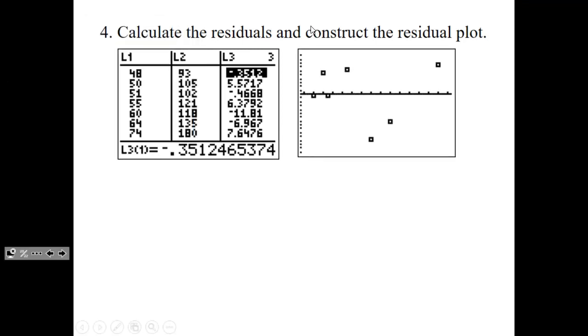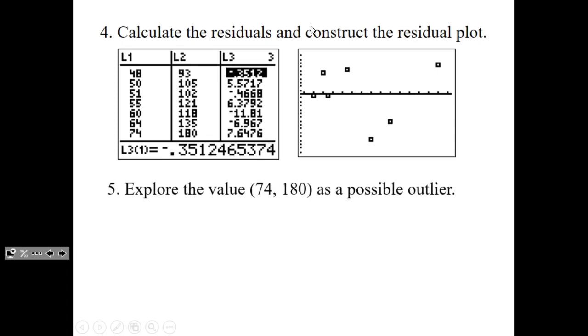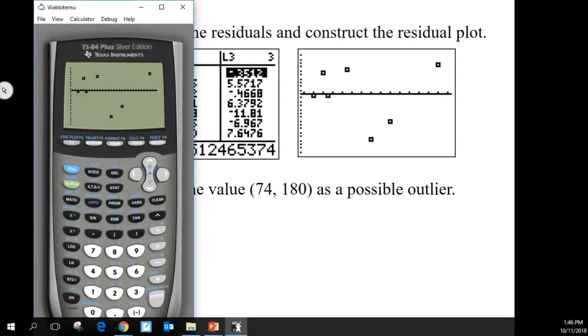Now the other thing is, we'll explore 74, 180 as a possible outlier. So let's go back over to our calculator again. We were wondering about 74, 180. Could that be an outlier? So let's look. Here we are. We hit trace, and we want to find where that value is. So hit trace. For my x, it's 74. So there's my x is 74. The point doesn't seem ridiculously far compared to some of the other ones. So it's not that far from the line of best fit.